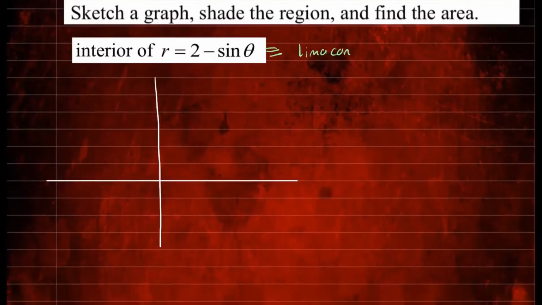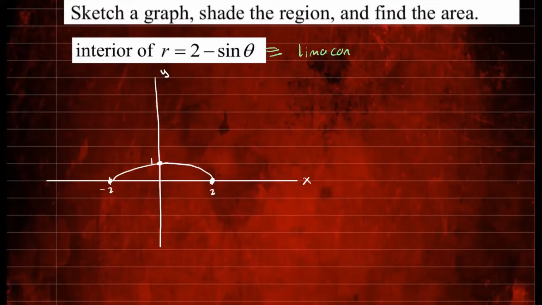So let's graph it. When theta is equal to 0, our r value is going to be 2. So let's say this is 2. When theta is pi over 2, sine of pi over 2 is 1. So 2 minus 1, that will be a 1. So perhaps it's right here. And then when theta equals pi, our sine value is 0. So 2 minus 0, that would be 2. So this is going to be at negative 2 right here.